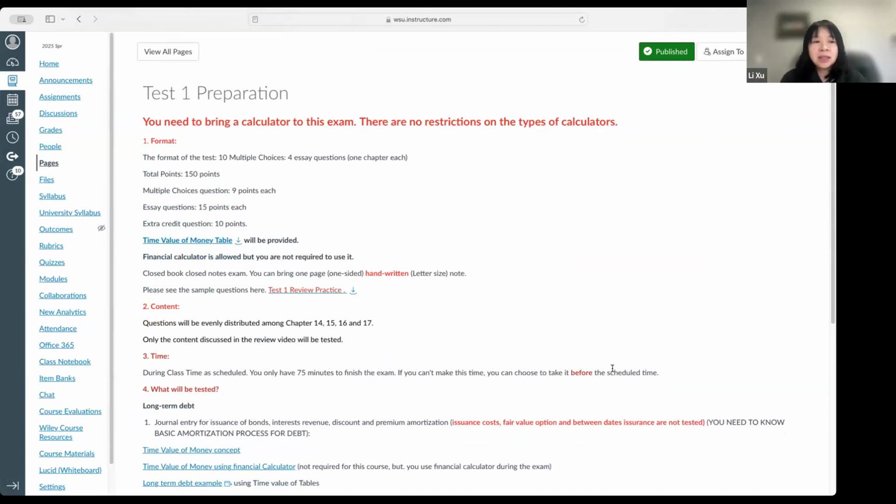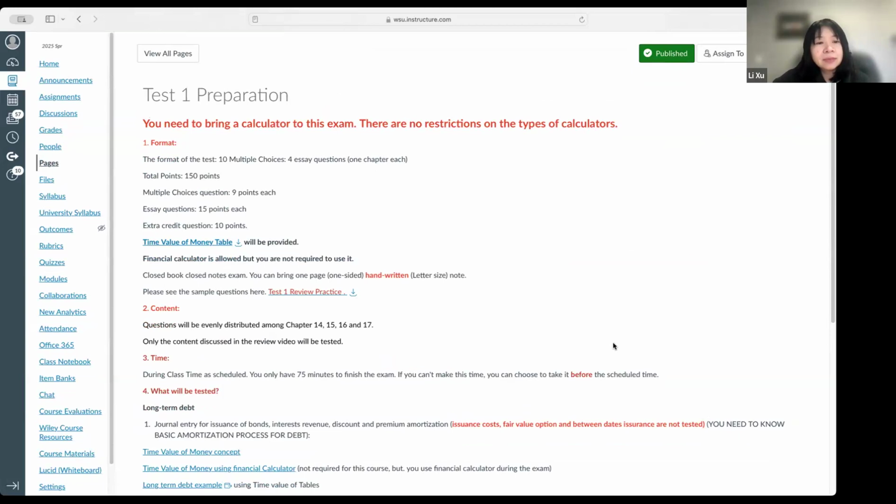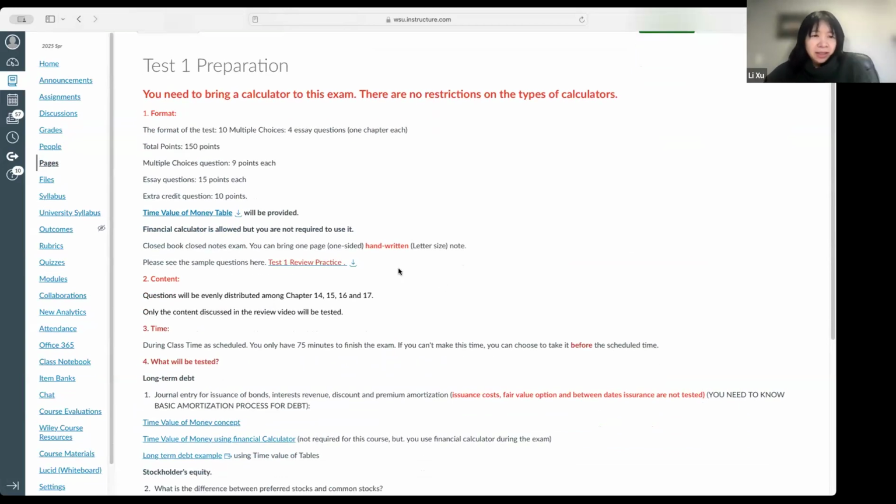I try to basically write down everything I know about the test. Here, it says the time value of money table will be provided. Actually, it's not going to be provided for you. Therefore, if you need to use it, please print it out yourself and bring it to the exam. The reason is that in the past, printing was not free, so I tried to do it for you. But now you can just get it printed from the library for free. So please do it before the test.